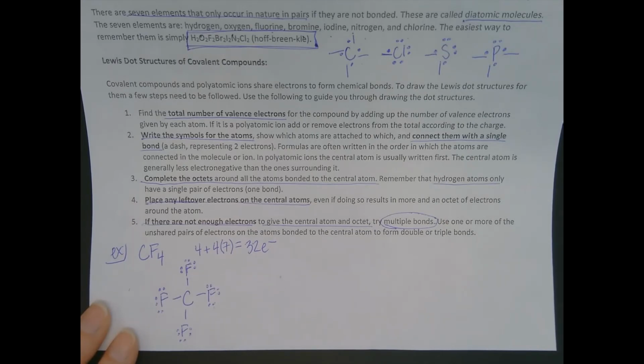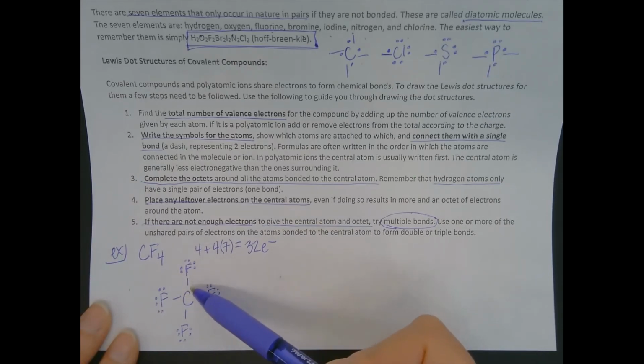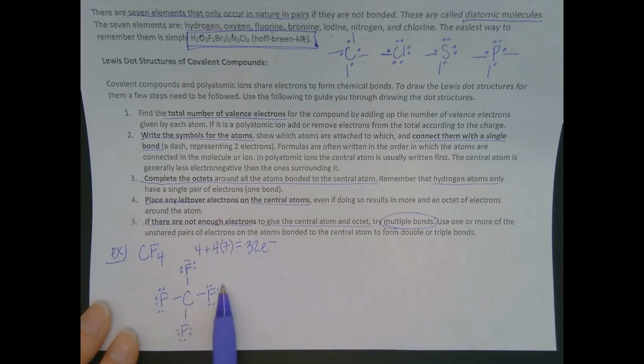Now let's check your octets, okay? So check your octets. Fluorine has 8. This top fluorine has 8 because it's sharing a pair with carbon. This fluorine has 8 because it's sharing a pair with carbon. Same thing for this fluorine on the bottom and the one on the left.